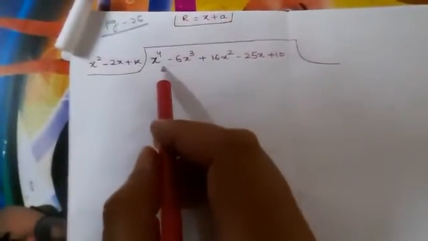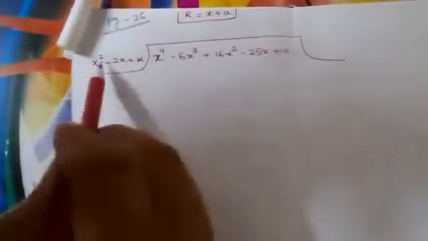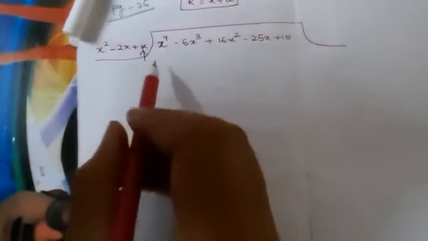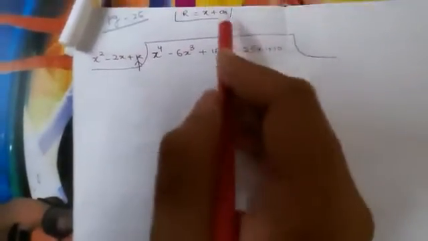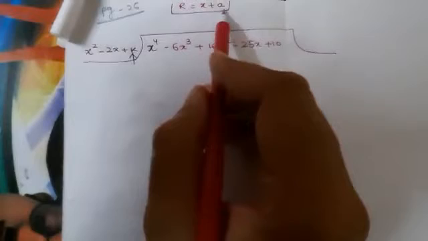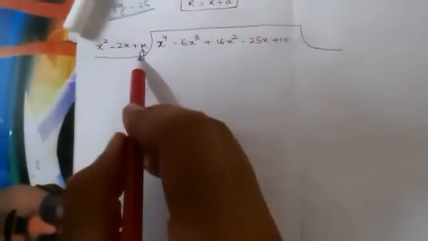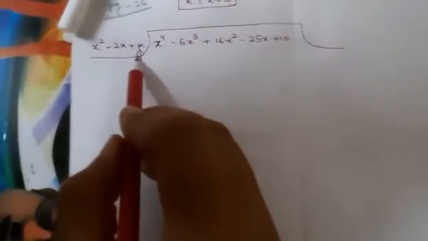Yes, children, we are given that this biquadratic polynomial is divided by x square minus 2x plus k. Now see, for the first time we are going to have a divisor which is unknown. The remainder comes out in the form of x plus a. We have to find the value of a and k. But we will start with the normal division that we do.